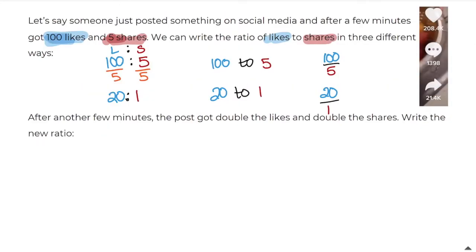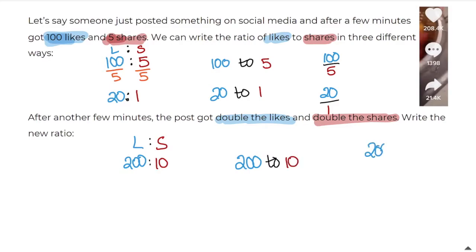Now, after another few minutes, the post got double the likes and double the shares. So now we're going to write the new ratio. We're still going to do likes to shares. The number of likes was double, so if it was originally 100 likes, now it's 200 likes. The number of shares also doubled, so if there were originally 5 shares, now it's 10 shares. Written with a word, I would say 200 to 10, and as a fraction, 200 over 10.